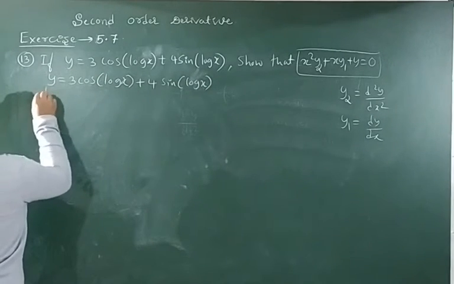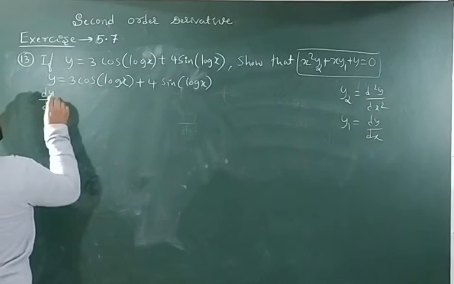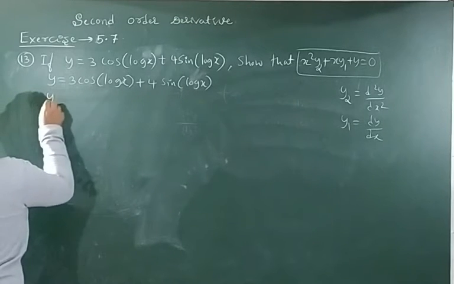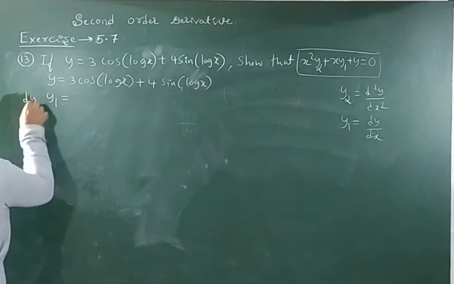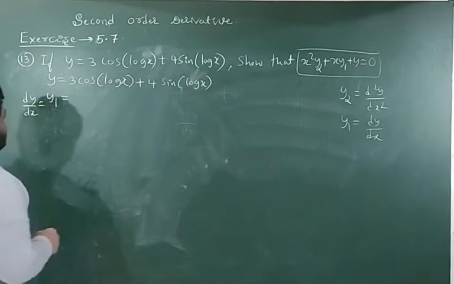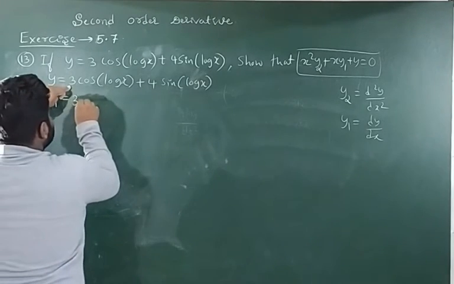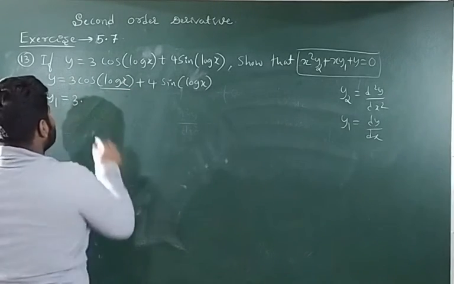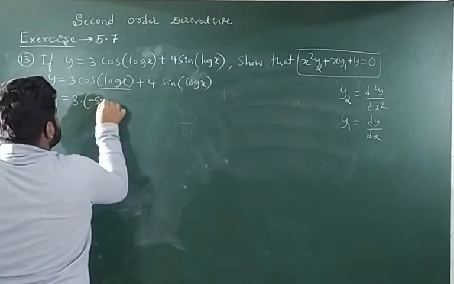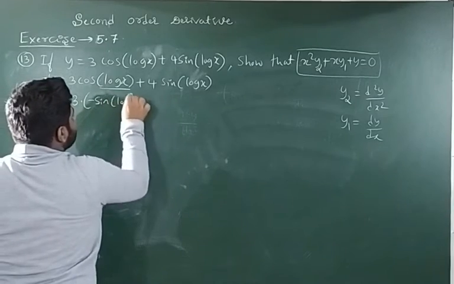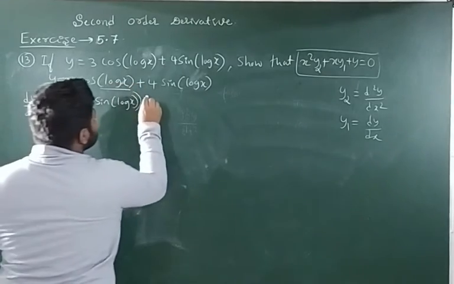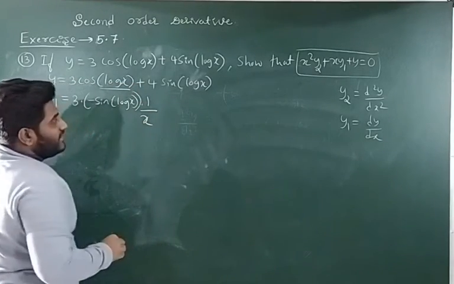Differentiate with respect to x. dy/dx can be written as y1. I will take y1 only. y1 is equal to dy/dx: 3 as it is, differentiation of cos x, consider this as an x, is minus sin x. In place of x we are having log x. Now differentiation of log x is 1 by x.